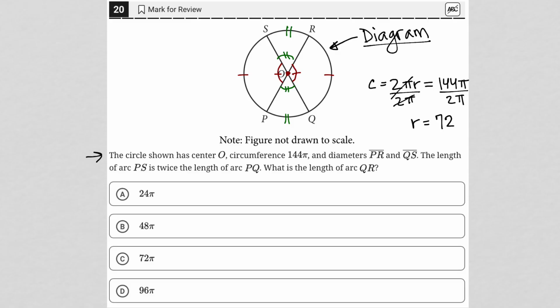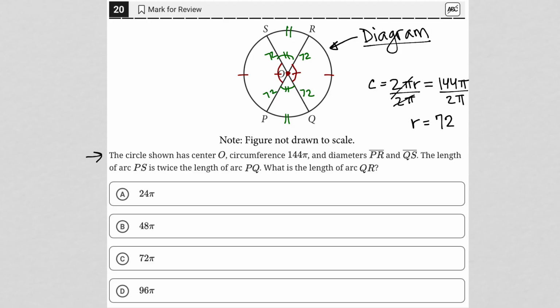Now, knowing that the radius is 72 means I can come back in here and say, well, this OR is 72, this OQ is 72, like all these are 72s. And of course, I would also know the diameter is 144. If I need that, not sure if I need that yet. Let's keep reading. Diameters PR and QS, yes, we know those are all 144.